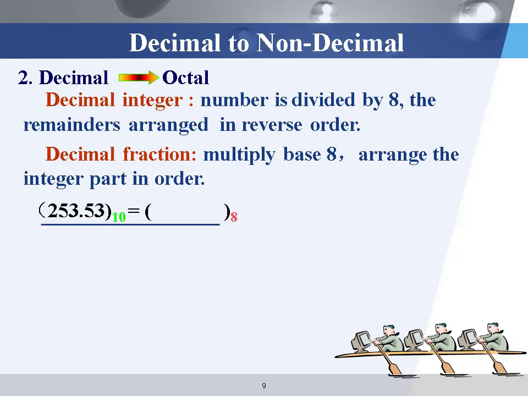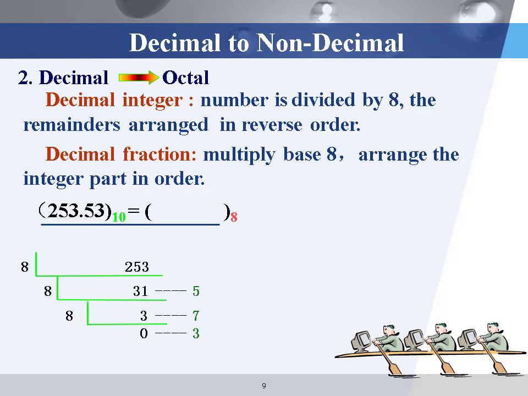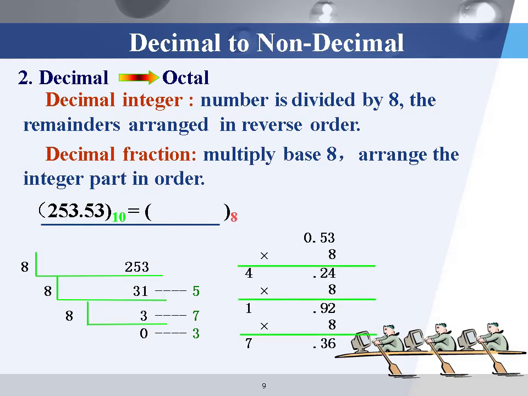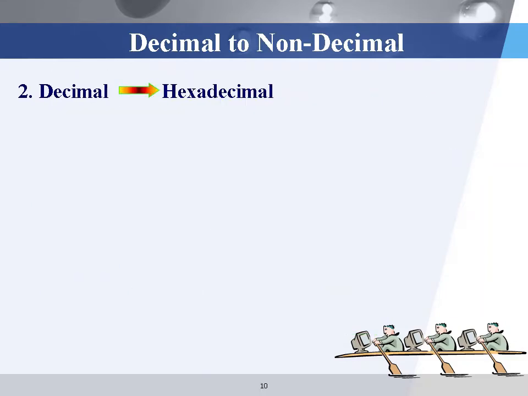So suppose we have this number in decimal, and then we are going to convert it into octal. For the integer part, we divide this number by 8. So we get 375 for the integer part. For the fractional part, we multiply by 8, and then we get these integer parts. So the eventual number in octal will be 375.42.